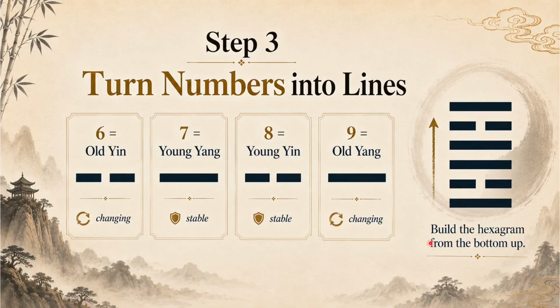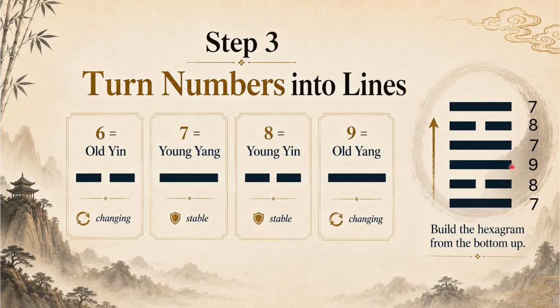Here, the most important thing to remember is that we build the hexagram from bottom upward. 6 means an old yin, so that's the changing yin, and 9 is the old yang, so that's the changing yang. 7 and 8 are yang and yin, but they are not changing at all. So for example, if we have these numbers, we build the hexagram bottom upward. 7 is a yang line, 8 is yin, 9 and 7 are yang lines, 8 is yin, 7 is yang.